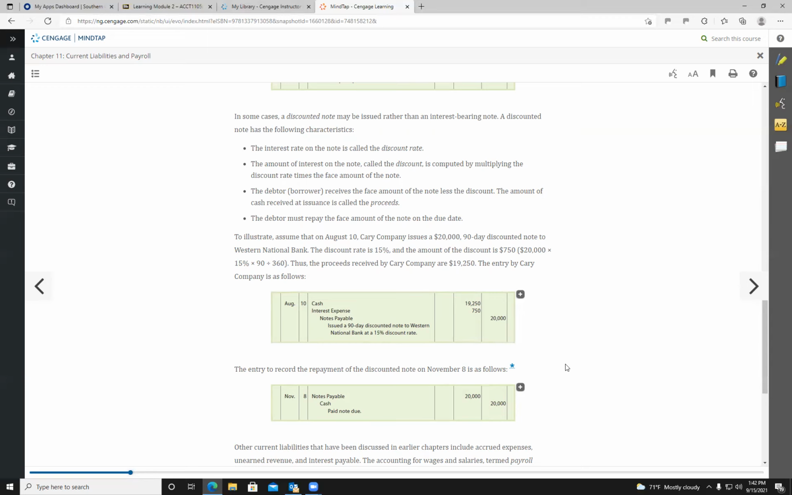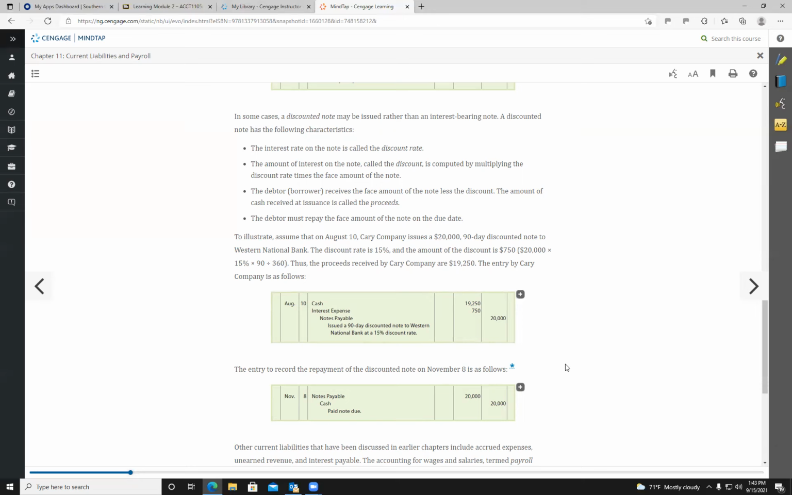You start out by taking the terms, which is 90 days, divided by 360. Then you take the total value of the loan, 20,000, by the discount rate at 15%. In this situation, the discount is $750. So the proceeds that's going to be received by Carrie Company is $19,250.